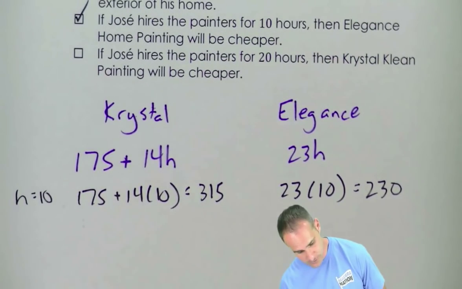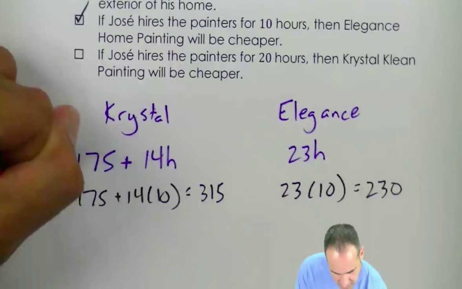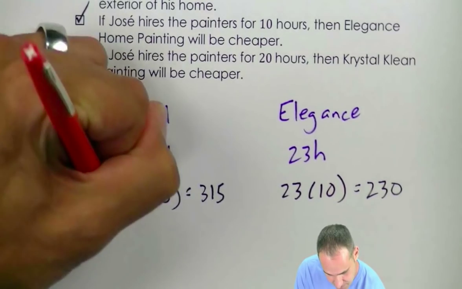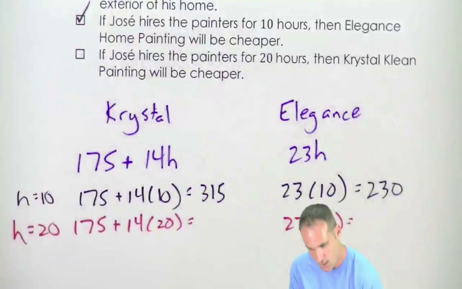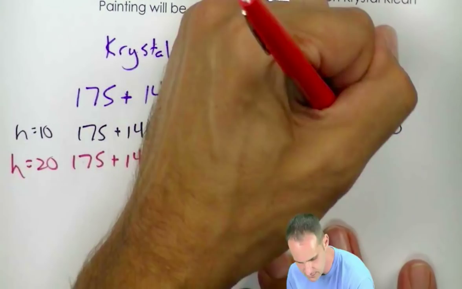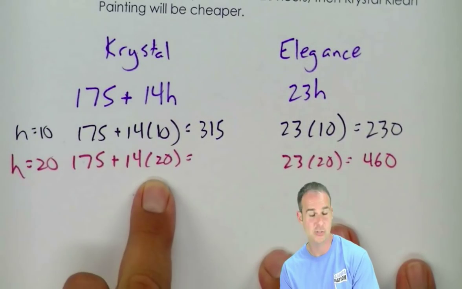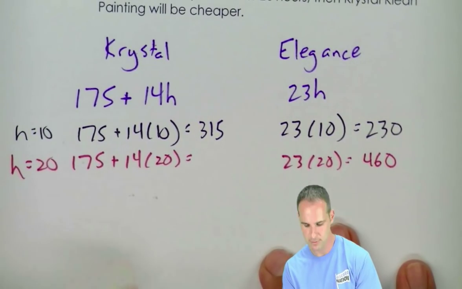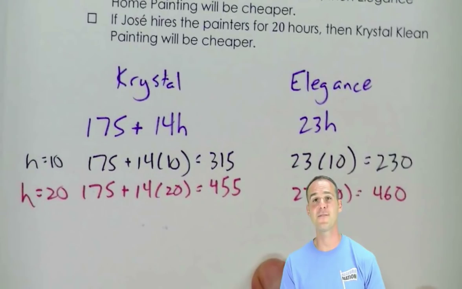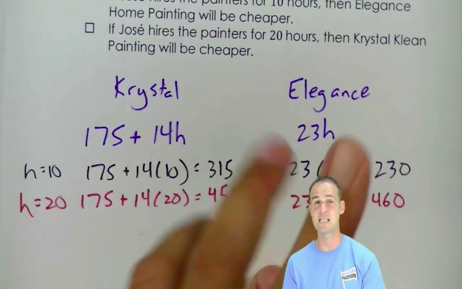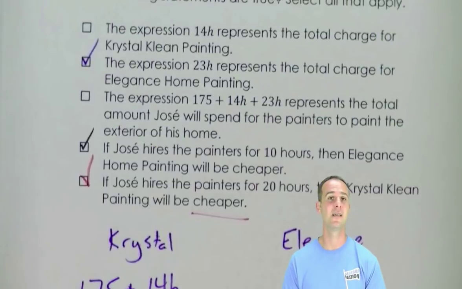However, if Jose hires the painters for 20 hours, then Crystal Clean Painting will be cheaper. Let's plug in a 20 for H and find out. 23 times 20 is $460. 14 times 20 is 280. 280 plus 175. Use your calculator if you need to. You get 455, which is less than 460. Not much, but it still is cheaper, and I will check that box. And there we go.